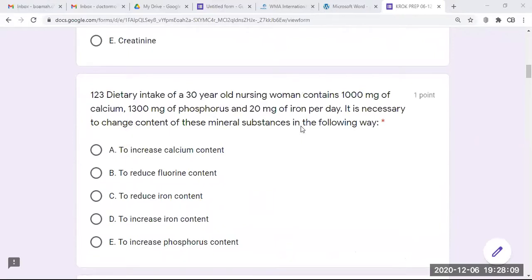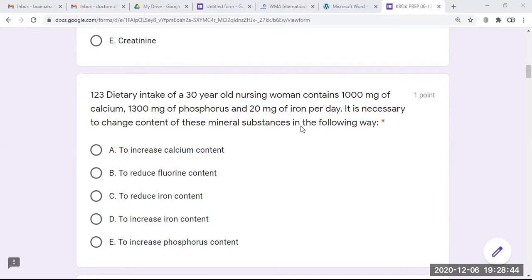Dietary intake of a 30-year-old nursing woman contains 1,000 mg of calcium, 1,300 mg of phosphorus, and 200 mg of iron per day. It is necessary to change contents of these mineral substances in the following way. Okay, so this one, I'm not going to write anything on the board. You know, phosphorus helps in the mineralization process of the bones.